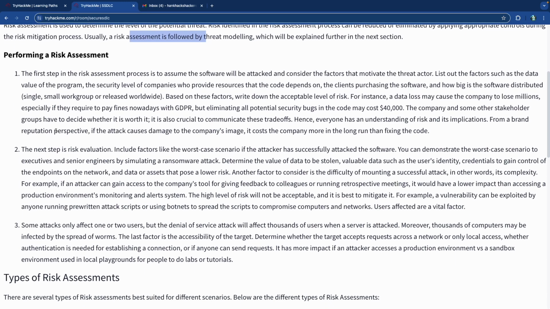So when you do a risk assessment, the first step is to assume that the software is going to be attacked, and then consider the factors that motivate the attacker. So assume that there is actually going to be an attack. Don't even think that there might not be an attack. There's definitely going to be an attack. And so what would be the factors that would determine what the attack is in that case?